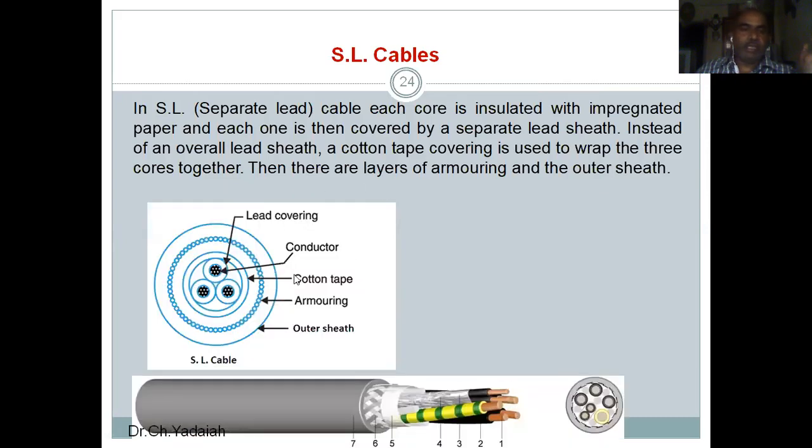In the normal case you can see here this is the conductor, and this is the lead covering. Here is the paper insulation and the lead covering. We are using cotton tape. In the previous case, a sheet is used. Next are the bedding, armoring, and the outer sheet, as you can observe here. Now this is the cable. This is the SL cable, separate lead cable.